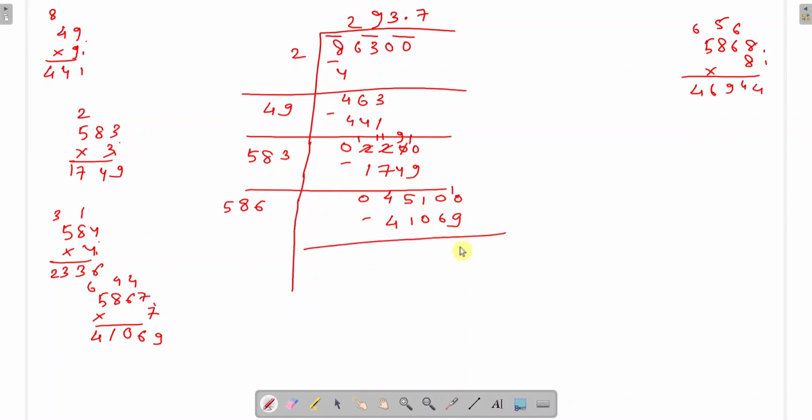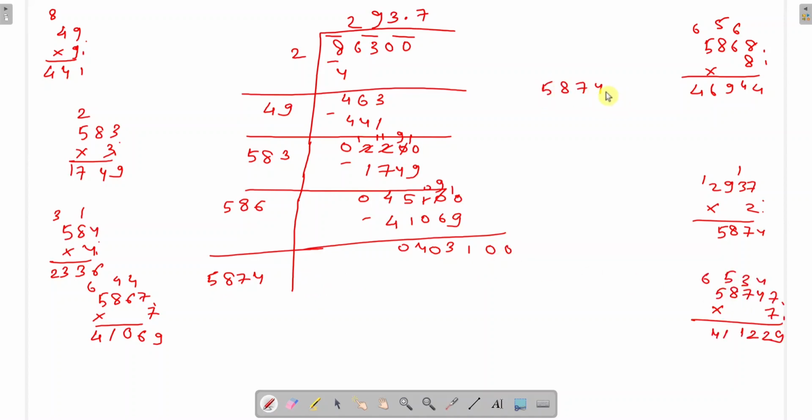Then 1 here, 9, then 0. So 13040. Okay. Now this you have to double. 2937 into 2. So 7 times 2 is 14. 3 times 2 is 6 plus 1 is 7. 2 times 9 is 18. 2 times 2 is 4 plus 1 is 5. So 5874. Okay. 5874 and 2 extra zeros already.